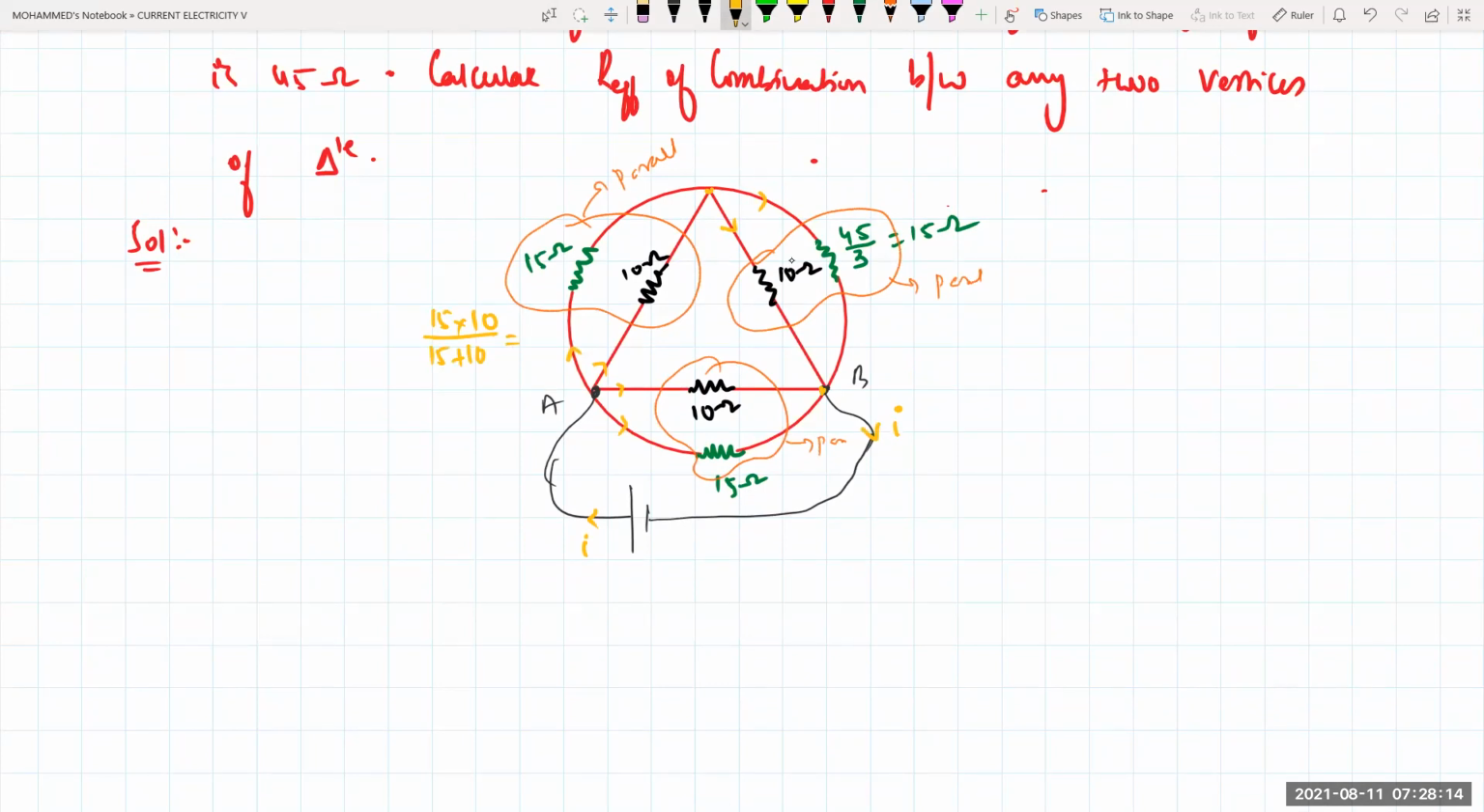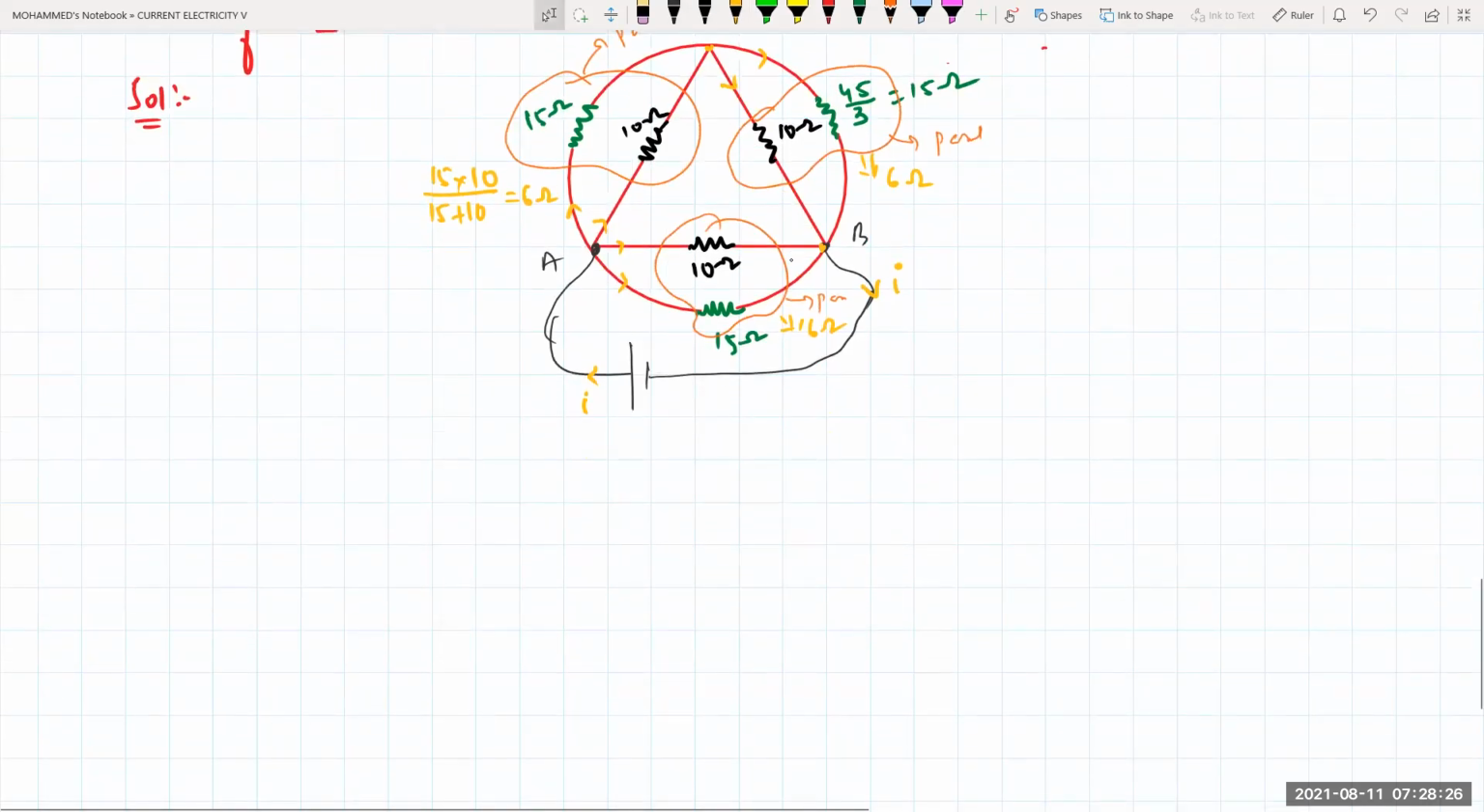6 ohms. This one is also how much? 6 ohms, can I write? And this one is also effectively how much for me? 6 ohms. Can I write like that? Yes, sir. When I'm writing these two, these are forming one triangle right now. This is one triangle. And this is your one triangle. This is your terminal A. This is your terminal B. This is terminal C.